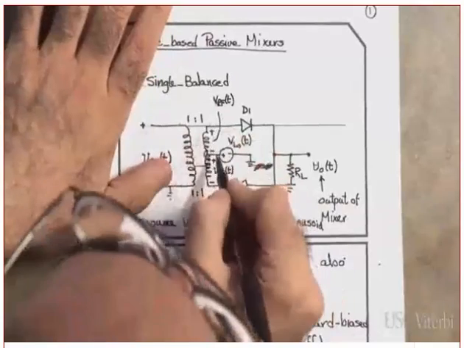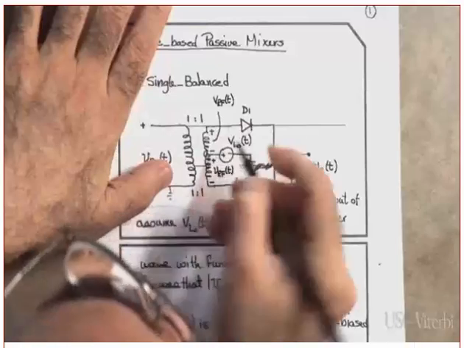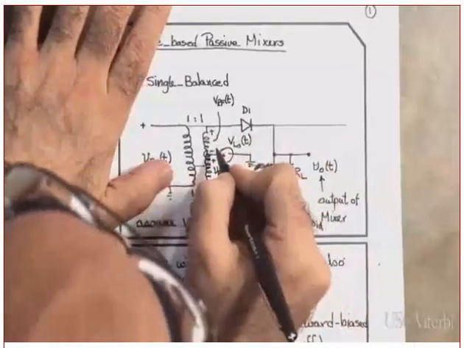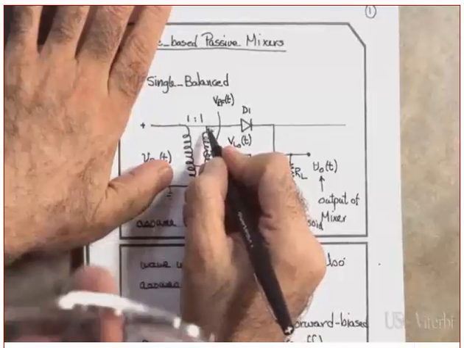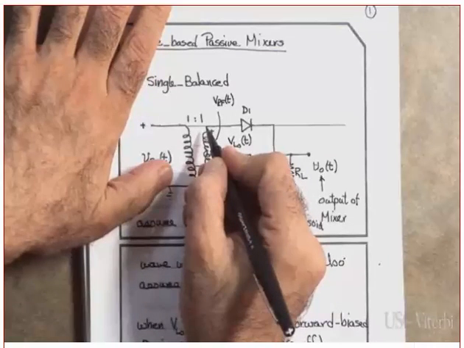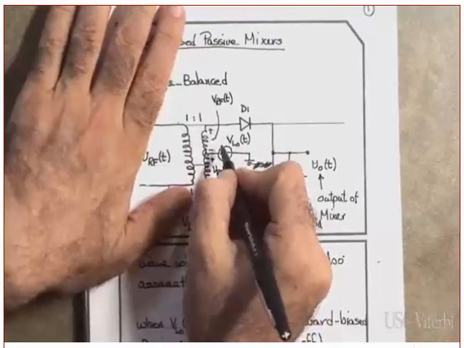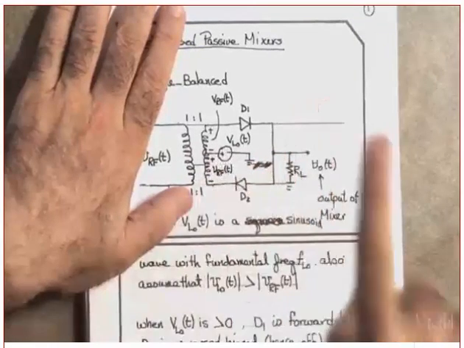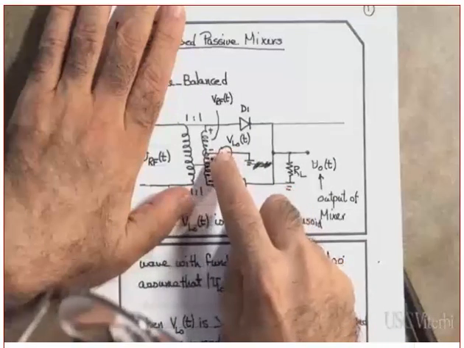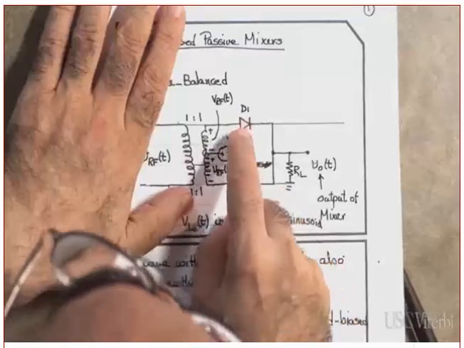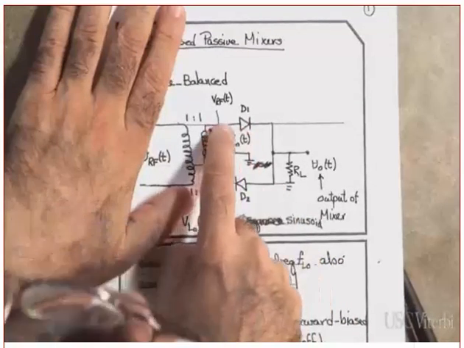Okay, concentrate. What is the total voltage in here? It's VLO plus VRF. But do you agree that the VRF is negligible? The VRF is negligible. Why? It's a weak signal to begin with. So the VLO is the dominant one. The VLO, let's assume it's a sinusoid. If it is a sinusoid, what does that imply? It means half of the time, this one will be on, when this one is positive.